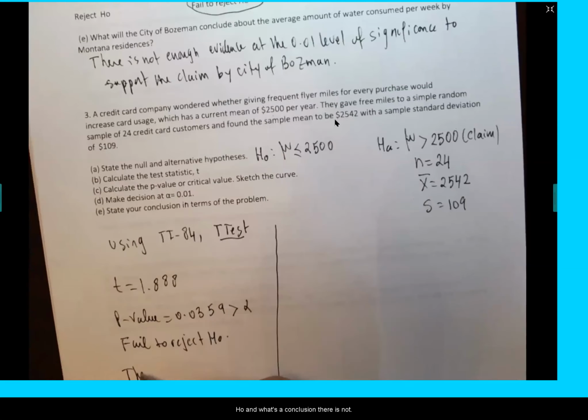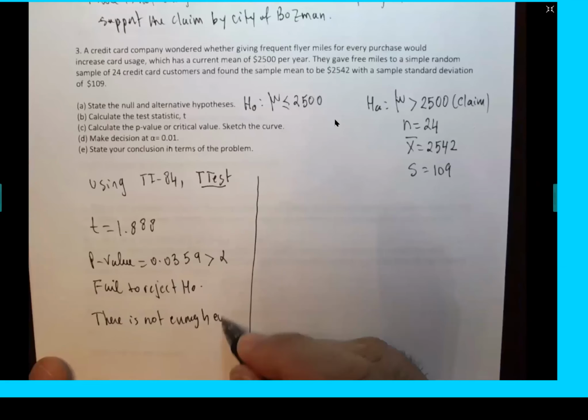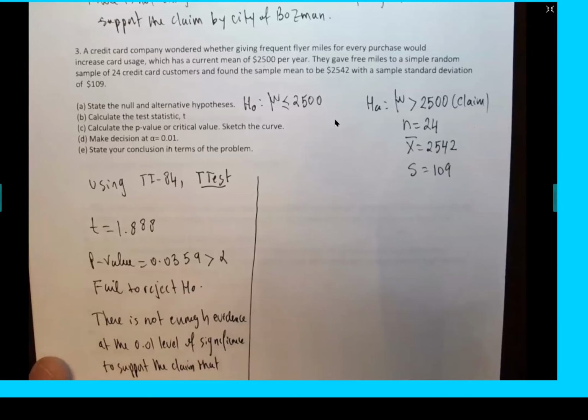And what's the conclusion? There is not enough evidence at the 0.01 level of significance to support the claim that giving frequent miles will increase usage.